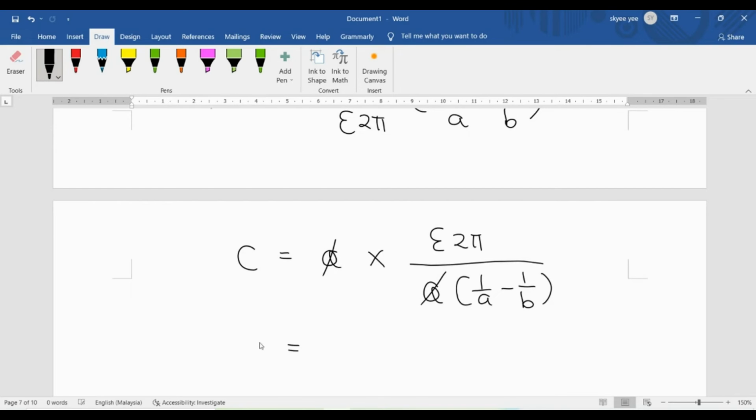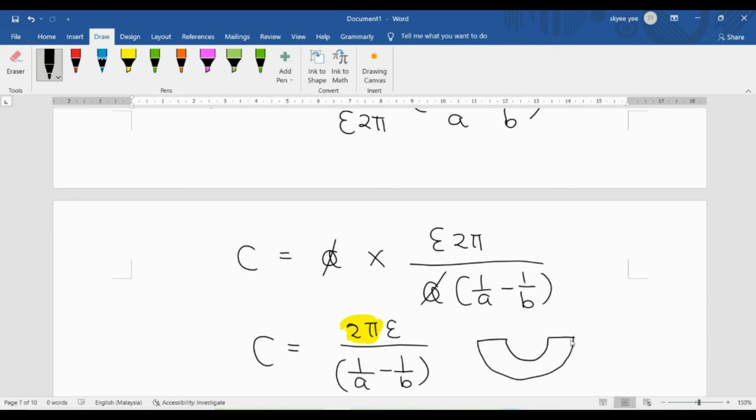So you got the formula. The difference over here is 2 pi. So this capacitance is for the structure when it is in this shape, when it is half of a sphere.